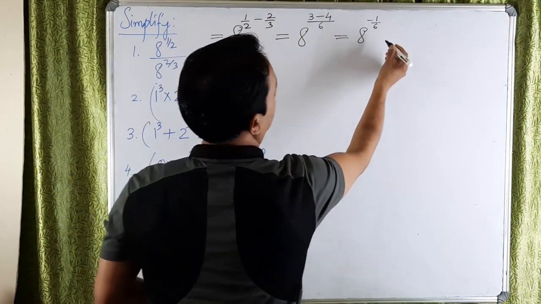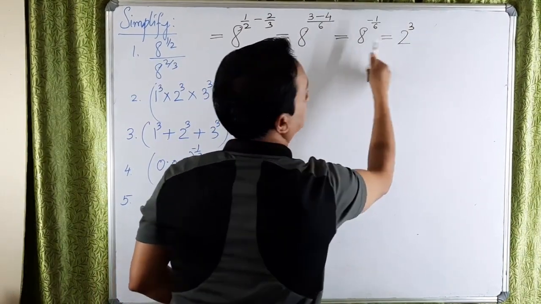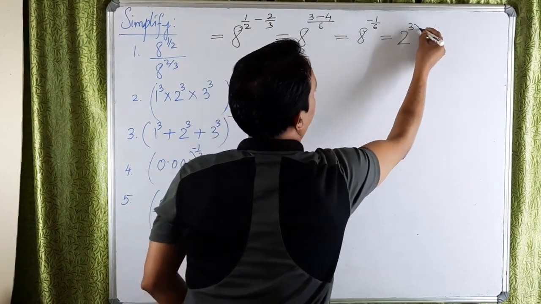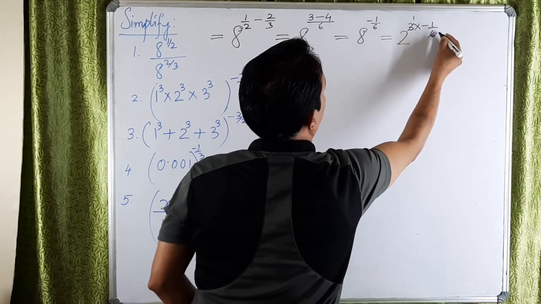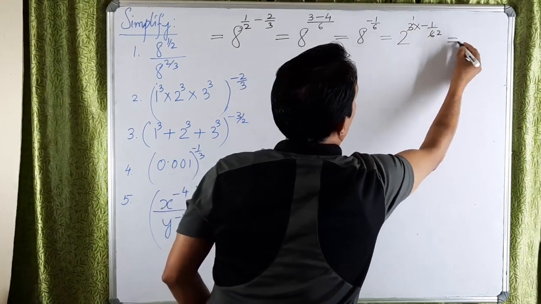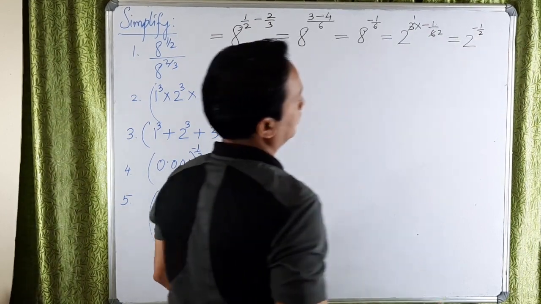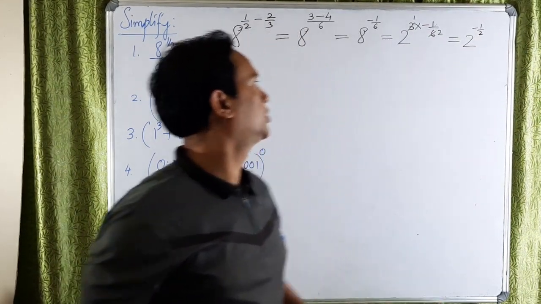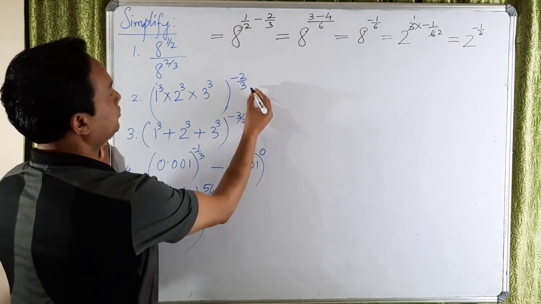Now you can simplify it further because 8 can be written as 2 cube, 2 into 2 into 2 is 8. So 2 cube into minus 1 by 6. 3 1s are 3, 3 2s are 6. So we are left with 2 to the power minus 1 by 2. You can leave it like this or you can convert it into positive exponents. Okay, now coming to the next question.